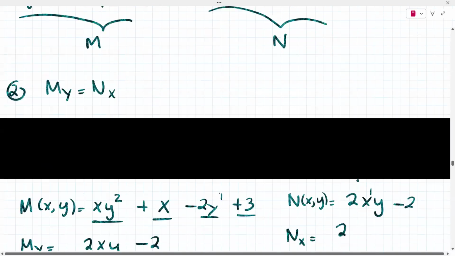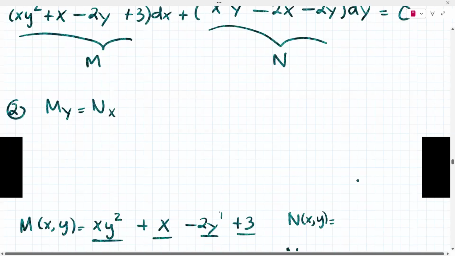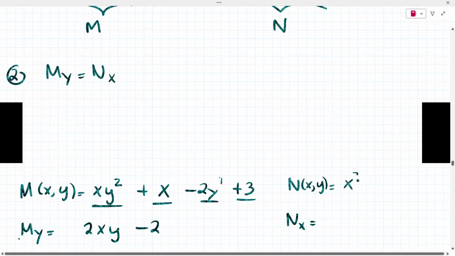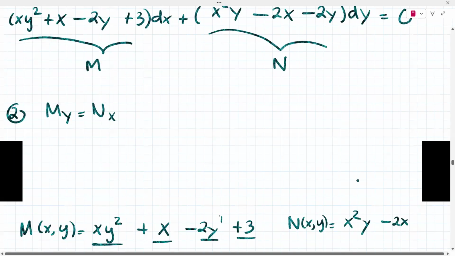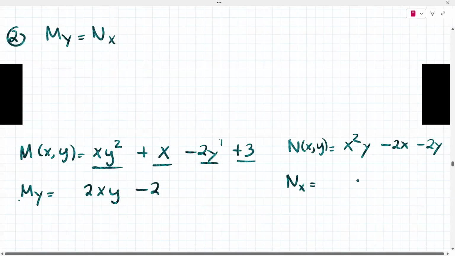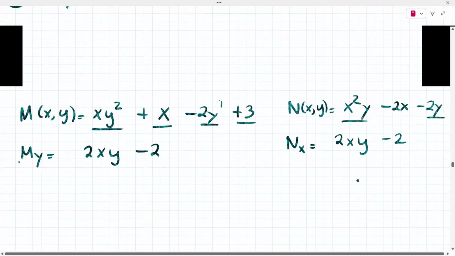Oh, wrong. Oh no, no, this is wrong. I think I gave you the answer of it. So my N of x, y is x squared y minus 2x minus 2y, right? And then my N with respect to x would be 2xy minus 2, and then this does not have an x, so it's just 0. So does M of y equal N of x? Yes.